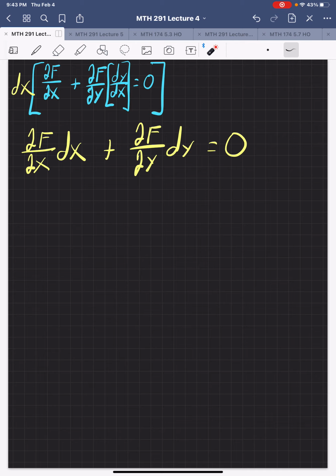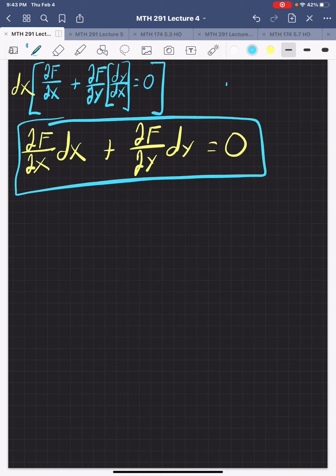And now, if you recall from Calc 3, you have actually seen, if you're like, that looks familiar, because that is what we call the total differential of f.